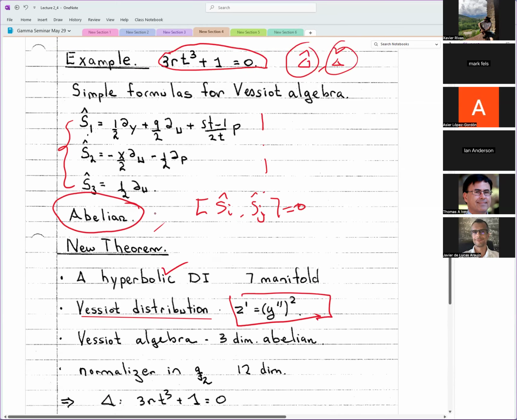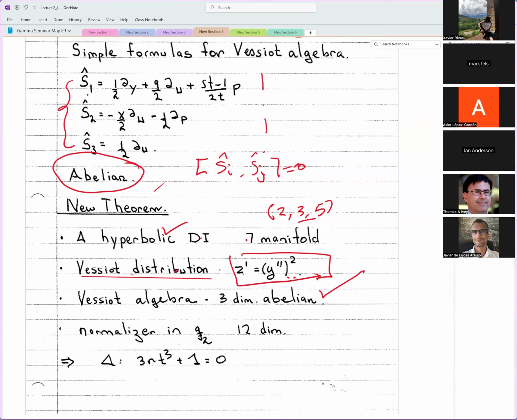Start with a hyperbolic DE on a 7-manifold. Calculate the Vessiot distributions. If we do the calculation, we find it's a 2, 3, 5 distribution. To identify that 2, 3, 5 distribution, which is the Vessiot distribution, as the Cartan-Hilbert equation, we can either calculate its symmetries or calculate the Cartan quartic. The Vessiot algebra is a three-dimensional abelian subalgebra. Big problem again: there are many three-dimensional subalgebras.